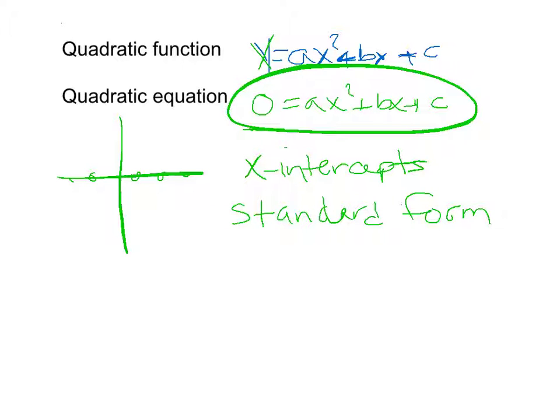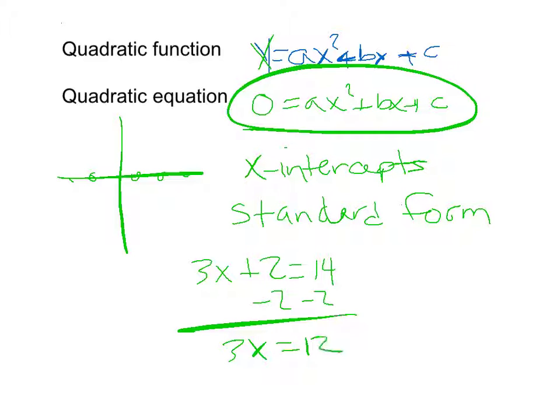Alright, so let's look at what might happen. So basically you get an equation that you're supposed to solve. For instance, if I gave you 3x plus 2 equals 14. Okay, so you're solving this. Now, this should be pretty easy. This is linear. So we subtract 2 from both sides. 3x equals 12. Divide by 3. X equals 4. Alright, pretty simple to do that.